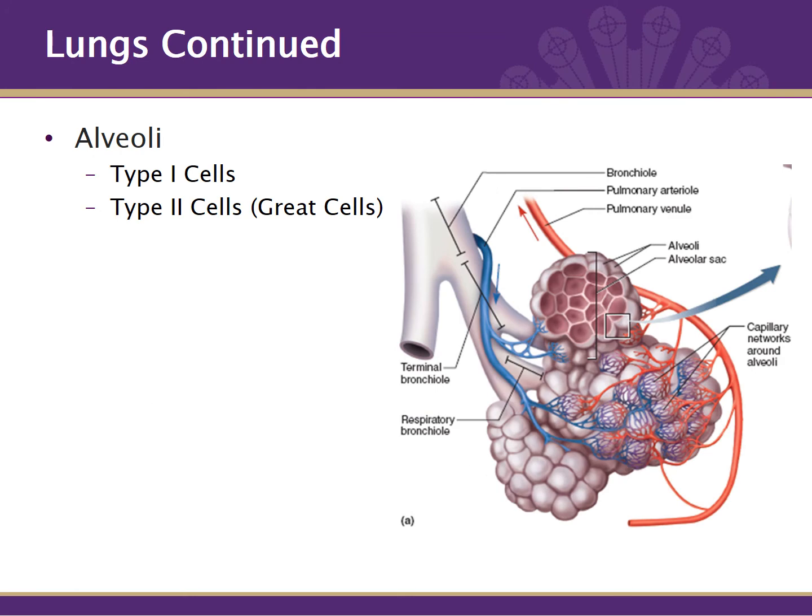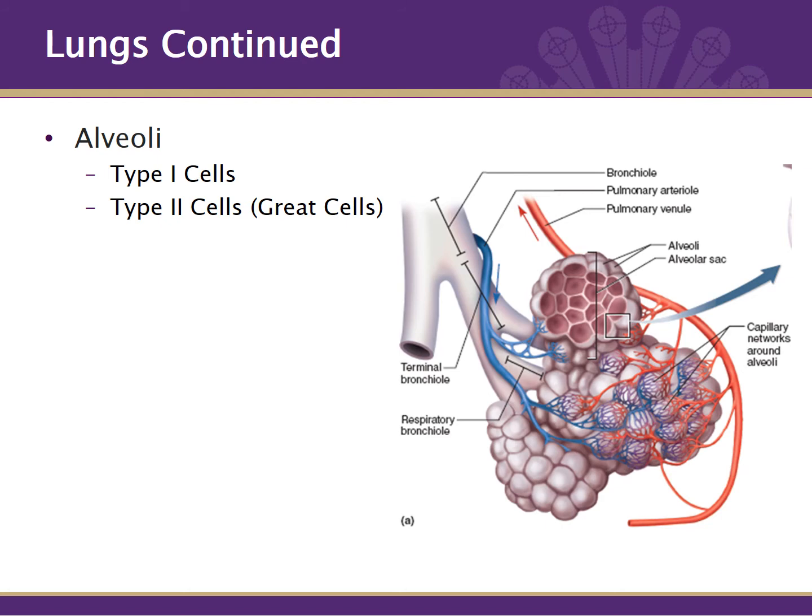Alveoli. The alveoli is where the gas exchange will occur within the lungs. A group of alveoli is referred to as alveolar sacs. The alveoli consist of the following cell types. Type 1 cells are simple squamous cells and make up 95% of surface area. They are needed for rapid gas exchange.